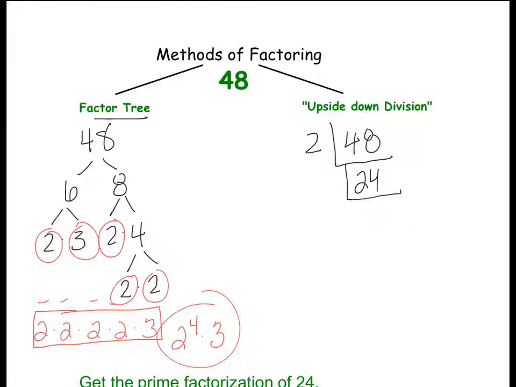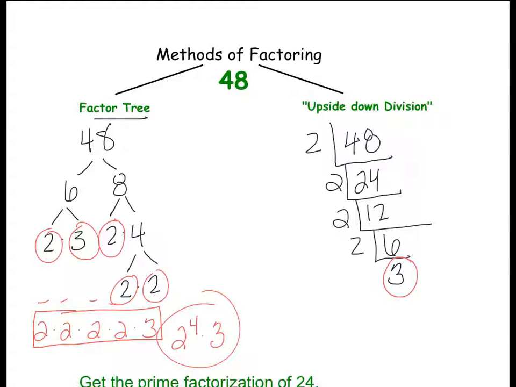Then I take 24, and I must find something prime that goes into 24. Well, 2 works again. How many times does 2 go into 24? 12 times. Now I must think of something prime that goes into 12. Well, let's use 2 again. 2 goes into 12 6 times. What's prime that goes into 6? 2. 2 goes into 6 3 times. Now notice, I just came up with a prime number in the upside down division box. Once I come up with something prime there, then I'm finished.